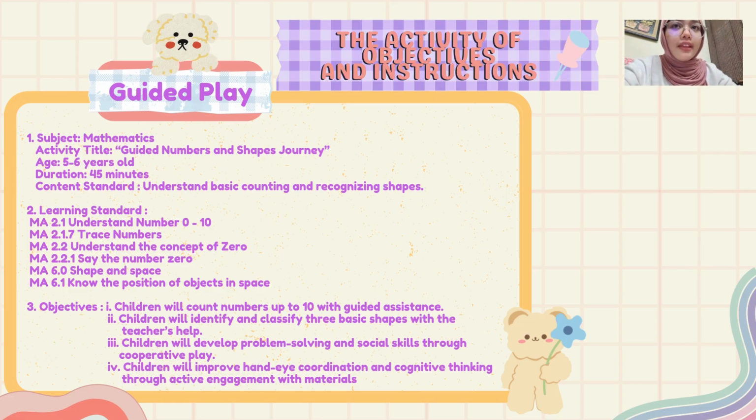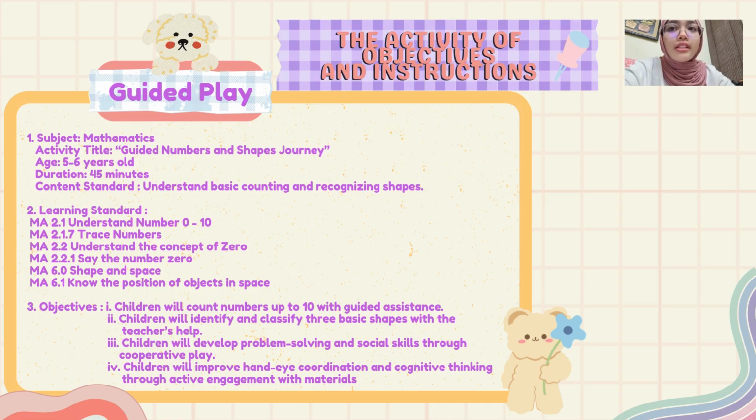For the activity objective and instruction, we have chosen the subject mathematics. The activity title is Guide Number and Shape Journey. This activity is for ages 5 until 6 years old. The duration is 45 minutes. Content standard: understand basic counting and recognizing shapes.